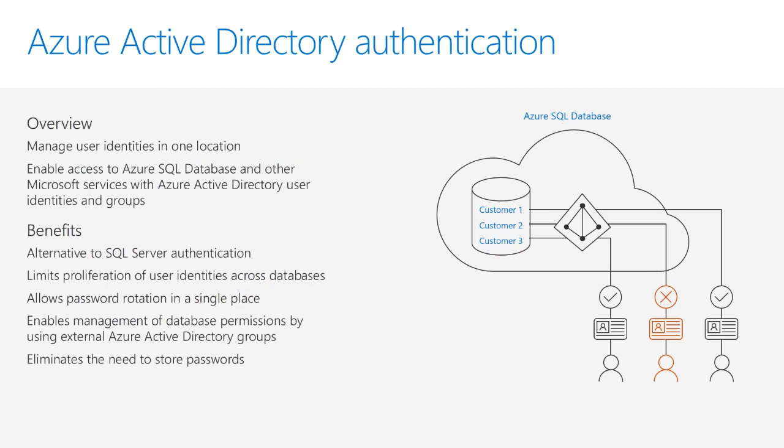When SQL Server first moved to the PaaS environment, we could only choose SQL logins. That caused an issue. Microsoft listened. They allow us now to use Azure Active Directory authentication. With Azure Active Directory authentication, we can synchronize our on-prem Active Directory users that need access to our SQL Server environment and provide them with Windows integrated logins inside SQL Server, allowing us to limit the proliferation of users' identities across databases, allowing password rotation to be stored in a single place, enabling management of database permissions by using external Azure Active Directory groups, and eliminating the need to store additional passwords. So it's a great feature, allowing us to have the integrated security now.